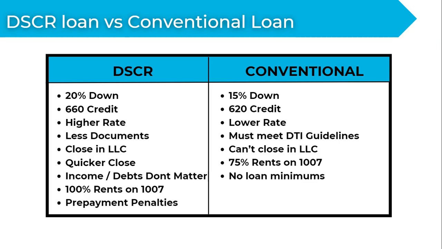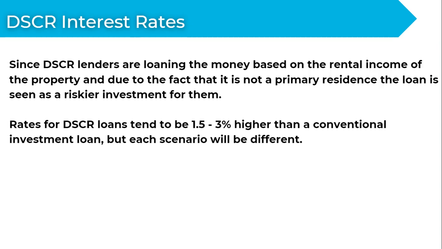Let's talk about interest rates for DSCR loans. Since lenders are loaning the money based on rental income of the property, and due to the fact that it's not a primary residence, the loan is seen as riskier for the lender. So rates for DSCR loans tend to be 1.5% to 3% higher than a conventional investment loan, but each scenario is going to be different.